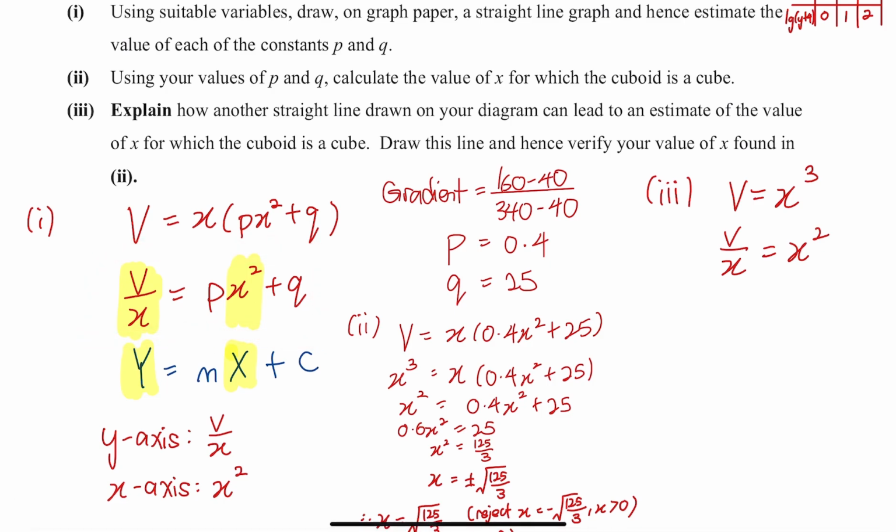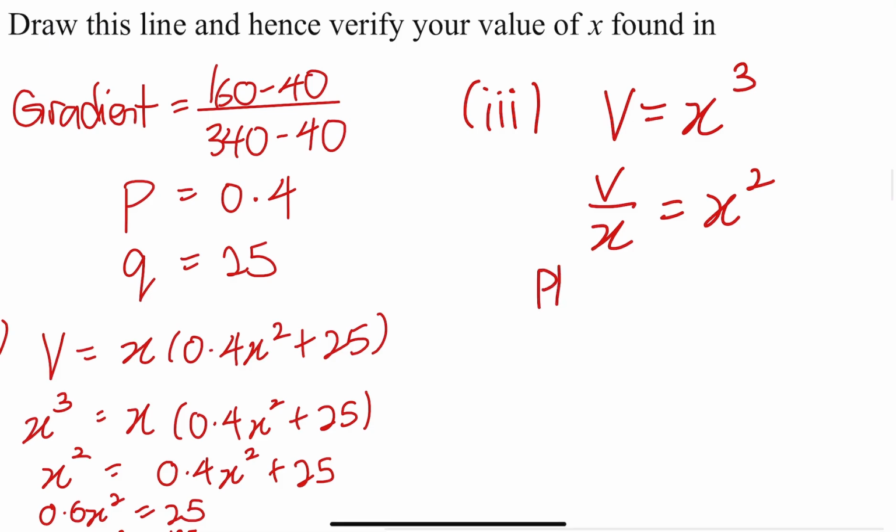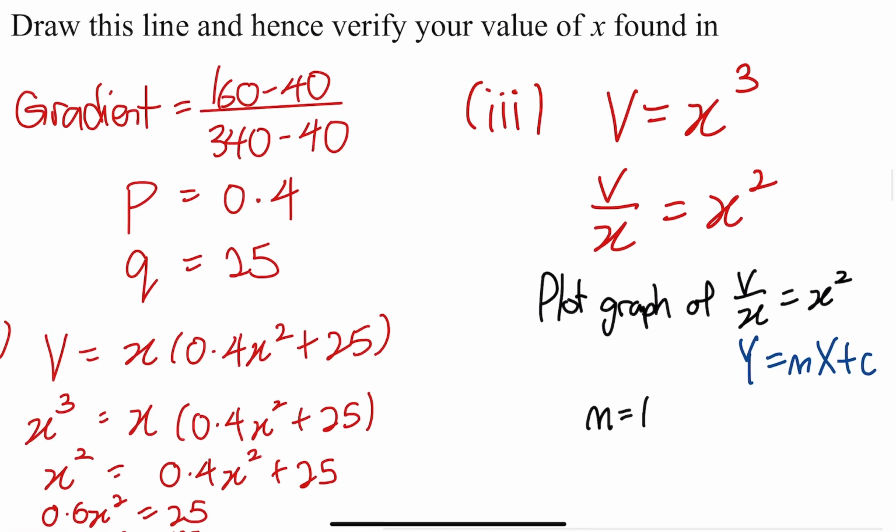Okay, the vertical axis is v over x, the horizontal axis is x squared. So that means for this question here, all I need to do is plot, let me use a black marker, okay, plot graph of v over x equals x squared. If I were to compare this to y equals mx plus c, okay, I know that my gradient in this case here, m, is equal to 1, c will be equal to 0. Okay.